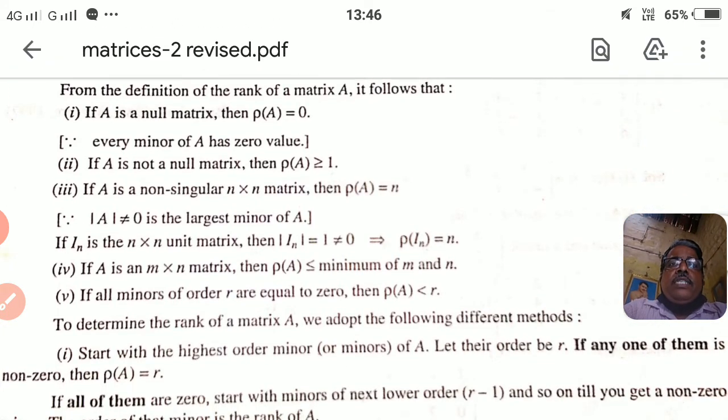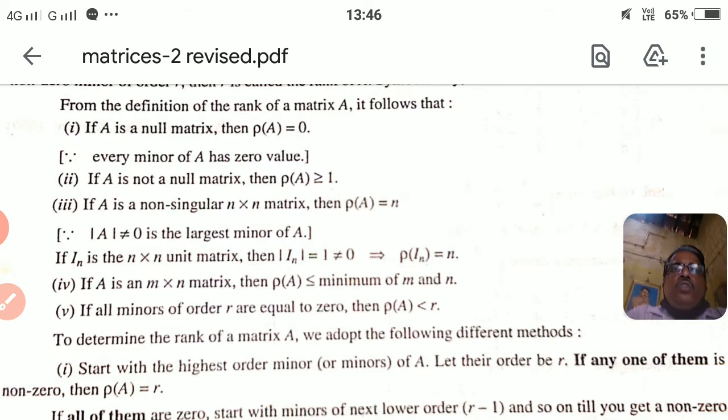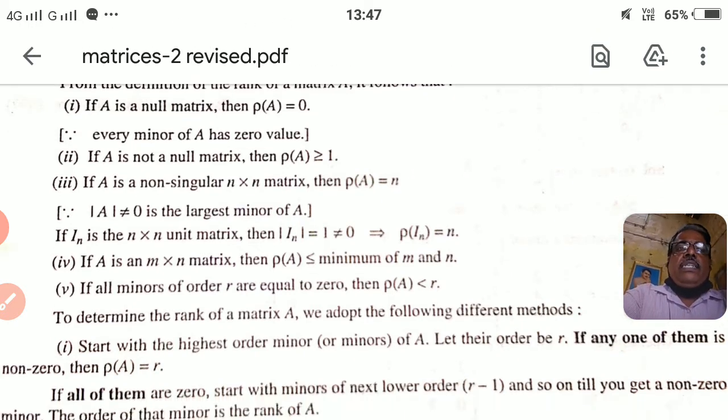Now from this, the rank of a matrix is as follows. We define this as follows. If A is a null matrix, that is a 0 matrix, then clearly the rank of that matrix is always 0. Similarly, second, if A is not a null matrix, which means it contains at least one non-zero element, then the rank of that matrix is greater than or equal to 1.